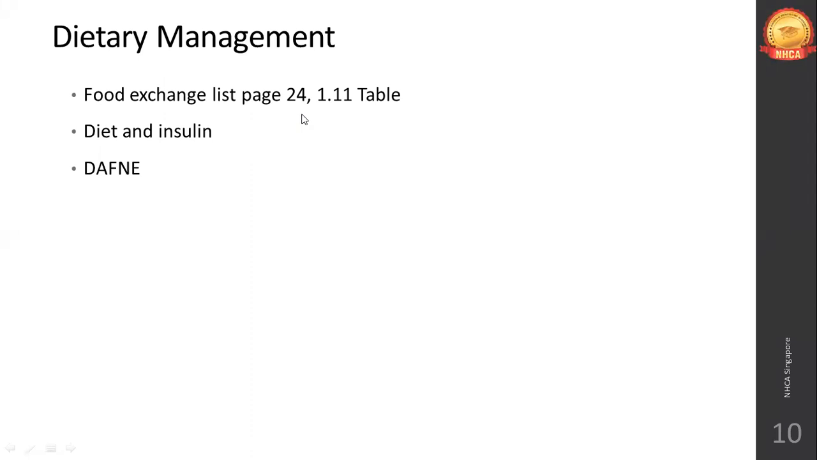Then diet and insulin. In juvenile diabetes, diet therapy will be given with insulin. Juvenile diabetes means type 1 diabetes. There is no other way; the patient will be put on insulin.